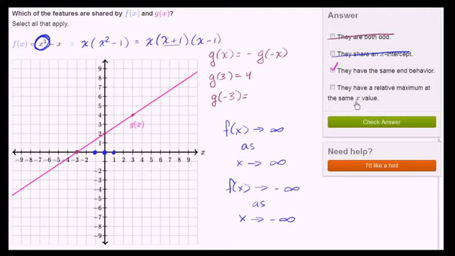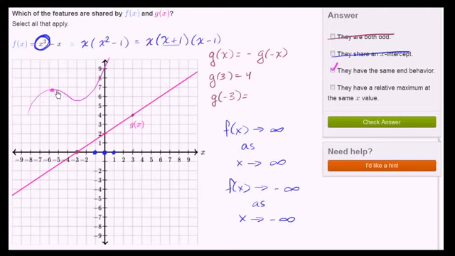Now the last option is they have a relative maximum at the same x value. So we have to think about what the maximum points are. Well, actually, we already know that this is not true, because g of x has no relative maximum points. In order to have a maximum point, you would have to do something like this. This right over here would be a relative maximum, or you could say a local maximum point.